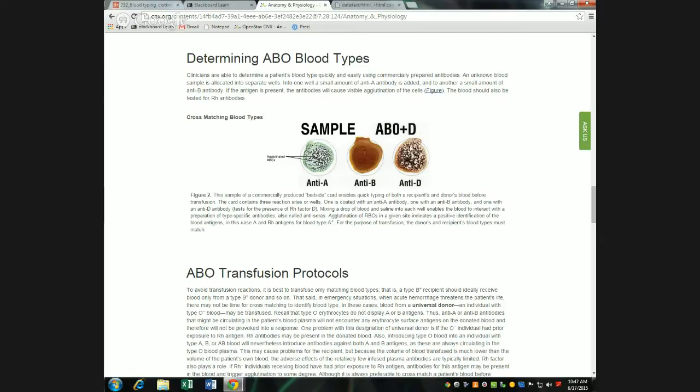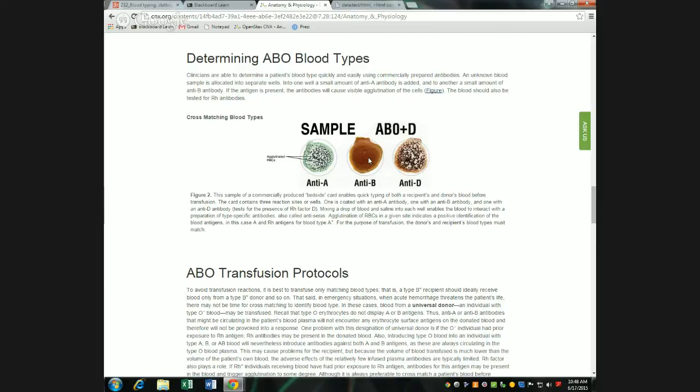The A and D drops here show reactions. What's happening is red blood cells are being clumped together by antibodies, and that's what you see in the drop. The B drop, there's no clumping. It's not reacting with the antibodies.